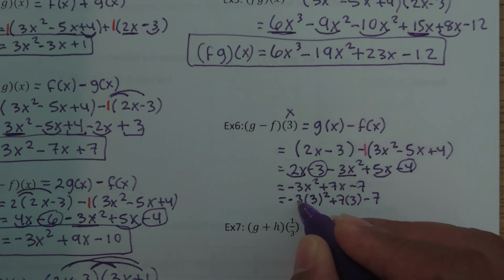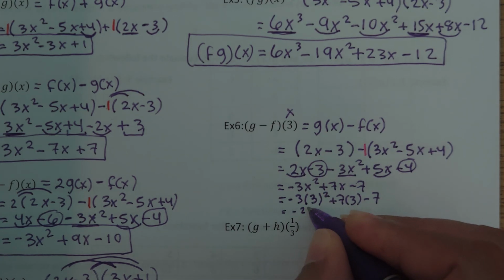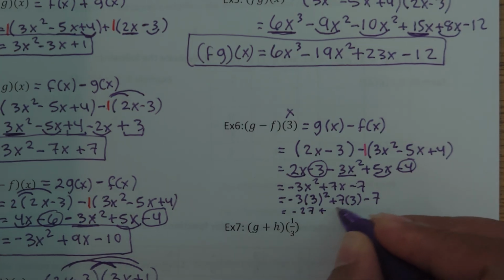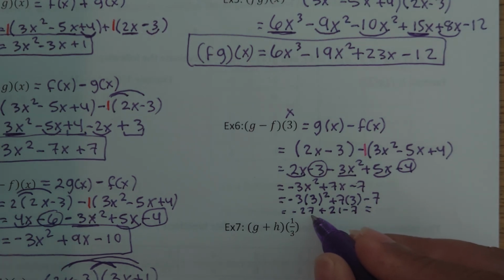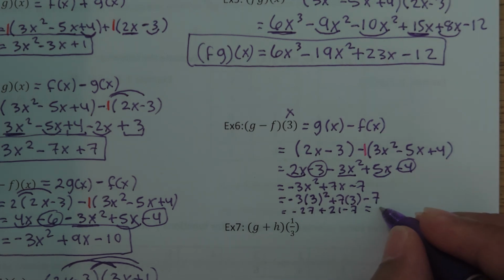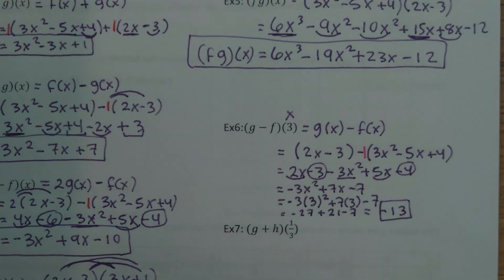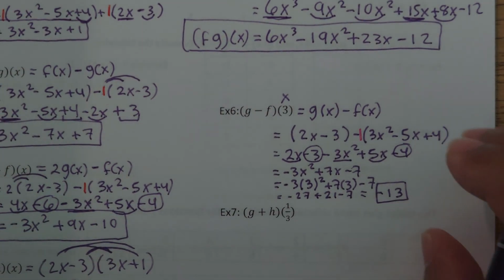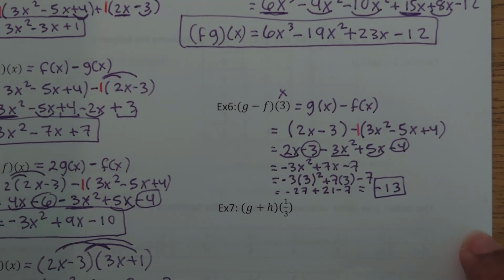Then you're multiplying -3 times 9, which is -27. And then plus 7 times 3, that's 21. And then minus 7. And when you combine -7 and -27, that's -34. And -34 plus 21 is equal to -13. So this is the answer to that problem. Again, if this didn't make any sense to you, then ask me in the classroom and I'll explain further.